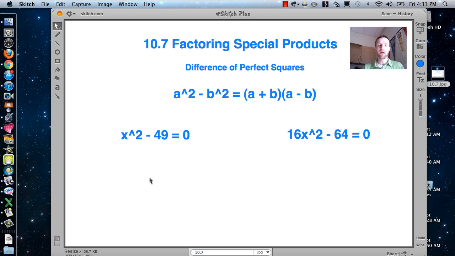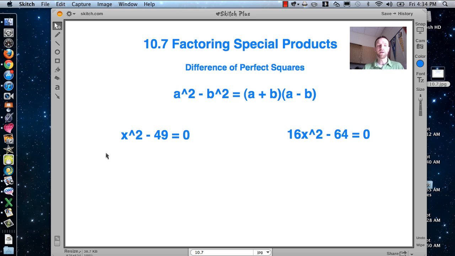Now let me show you how this may actually work by solving this particular problem. Here's x squared minus 49 equals 0. We need to solve this equation and find values for x that make this true. Well, this is a unique quadratic expression. There's no middle term, no bx in the middle. It's just x squared minus 49. That's our hint. This is something different. Ask yourself, is this a difference of perfect squares? Is x squared a perfect square? What's the square root of x squared? It's x. What's the square root of 49? 7. So that's a perfect square too. This fits the pattern.